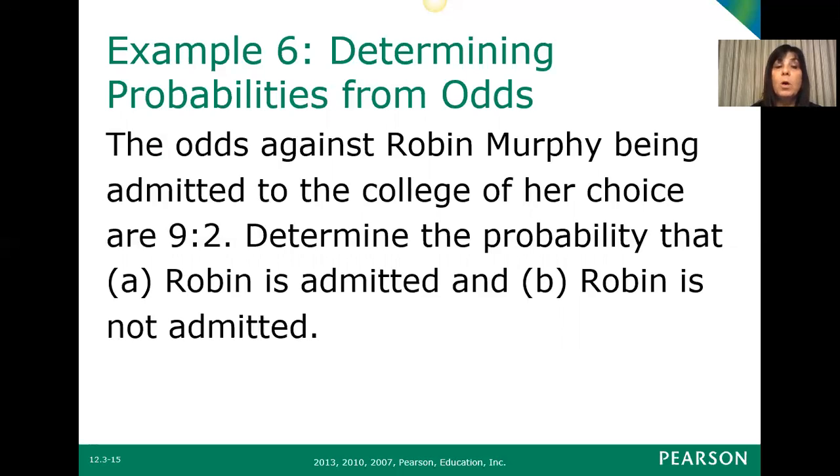So in order to find the probability, we will just put each of those numbers divided by 11. So for the first one, if I want to know if she is going to be admitted, we knew that her chance of being admitted was only 2. So I would take that and make it 2 out of the 11.